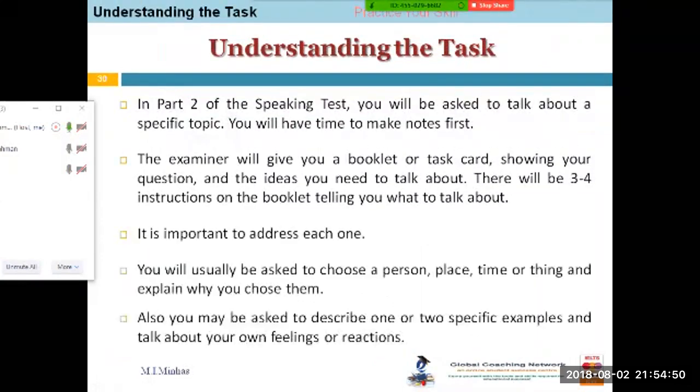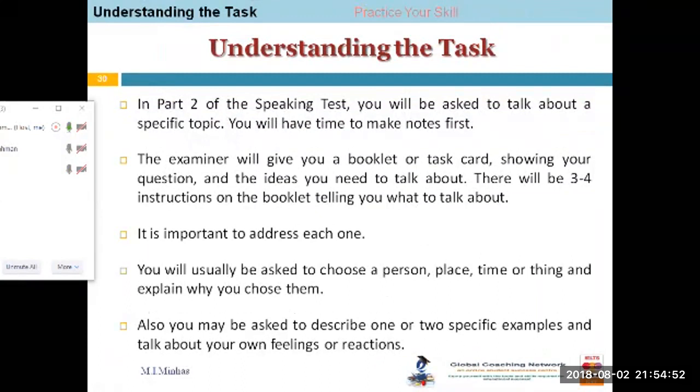So in part 2 of the speaking test, you will be asked to talk about a specific topic. You will have time to make notes first. The examiner will give you a booklet or task card showing your question and the ideas you need to talk about. There will be 3 to 4 instructions on the booklet telling you what to talk about. So we have covered this and we have seen an example, right?